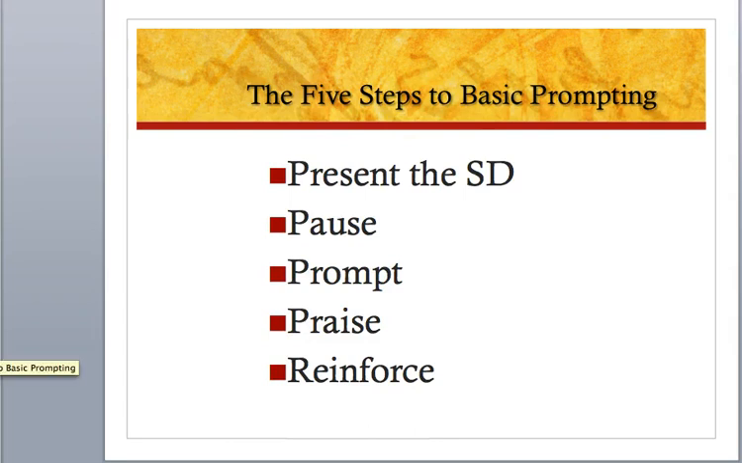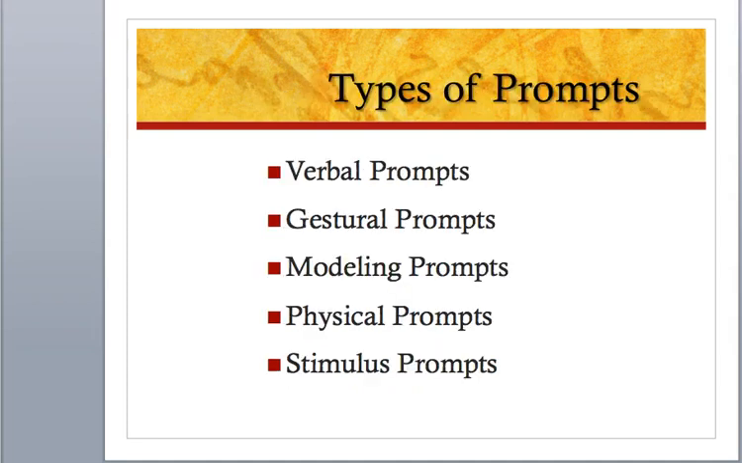There are 5 basic steps to prompting. We're going to present the stimulus. So we present our discriminative stimulus, then we pause and we wait to see whether or not the discriminative stimulus can produce the behavior on its own. If it doesn't, then we add the prompt in, and then we wait for the behavior to occur. And when it does occur, we then praise and reinforce the behavior. There are several different types of prompts. There are verbal and gestural prompts. There's modeling prompts and physical prompts and even stimulus prompts.